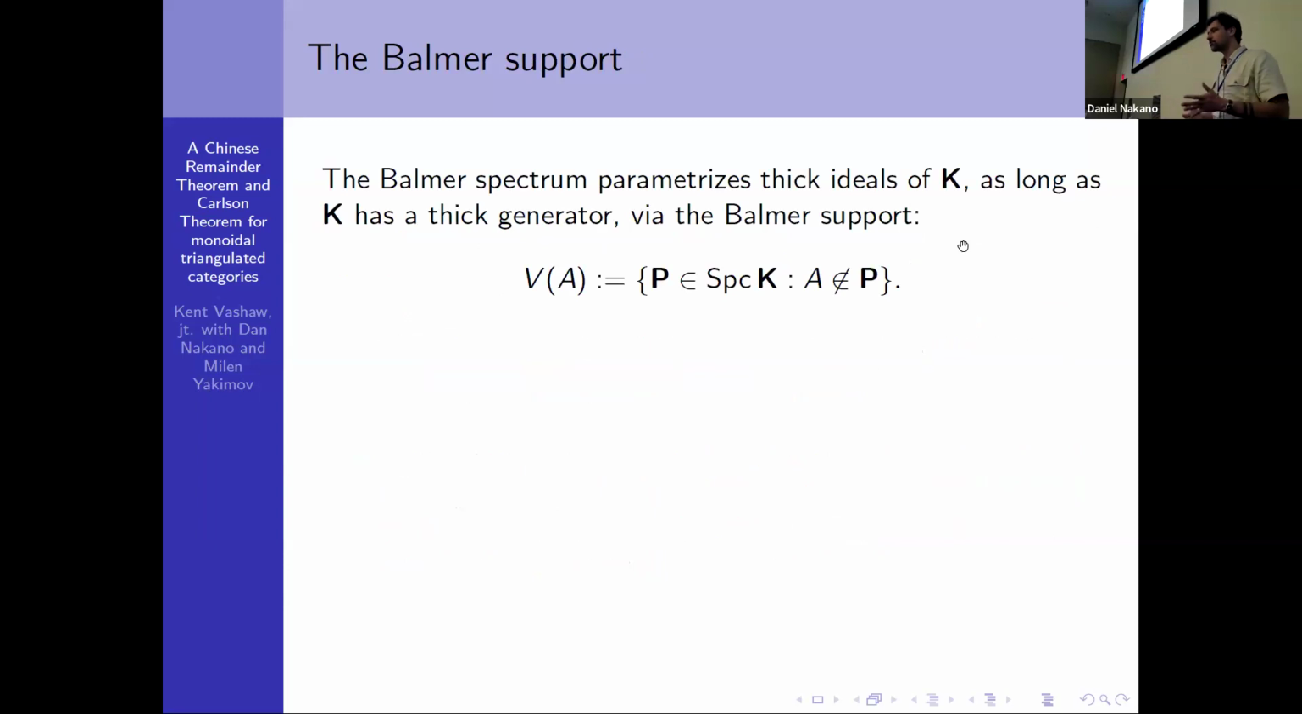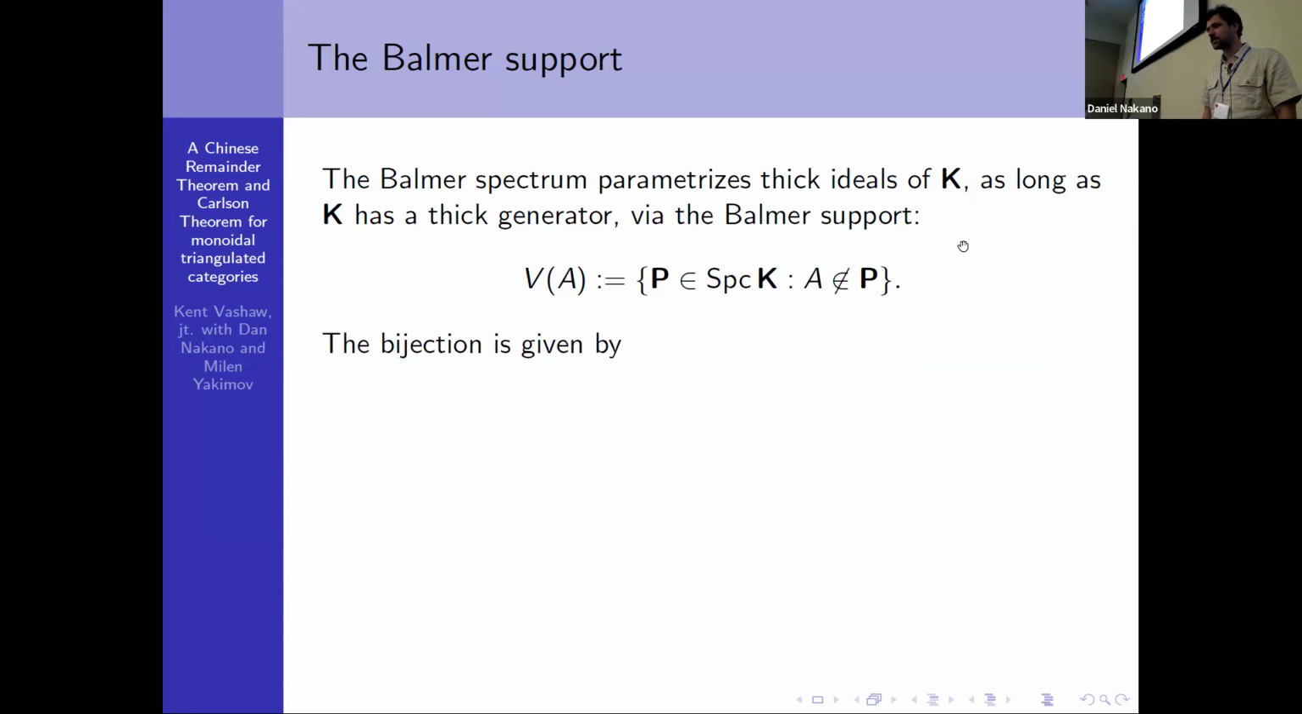And of course, this Balmer spectrum is a topological space. The closed sets are generated by what we call the Balmer supports of objects. So these are supposed to, in some sense, be analogous to the cohomological support that came out of the modular representation theory in the 80s. And so the point is you should be able to plug in an object of the category and output a closed subset of the Balmer spectrum. So this closed subset corresponding to an object A is just the collection of prime ideals which don't contain A.